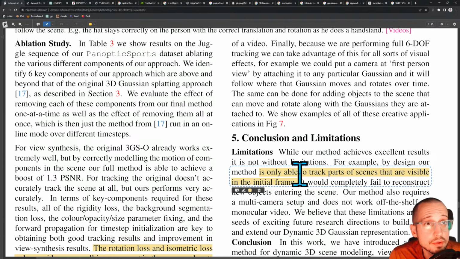I think one of you found this, John, right? John Egan? But we came to the same conclusion. It would completely fail to reconstruct new objects entering the scene.